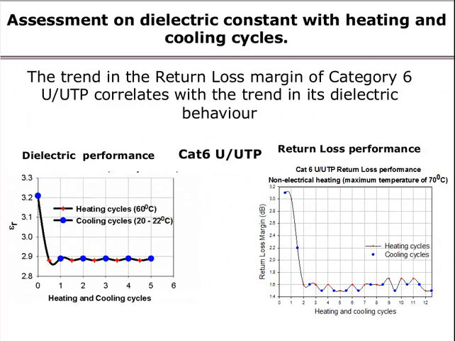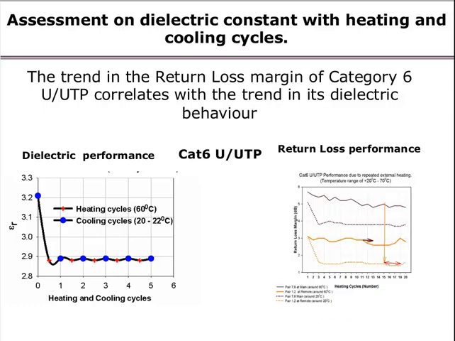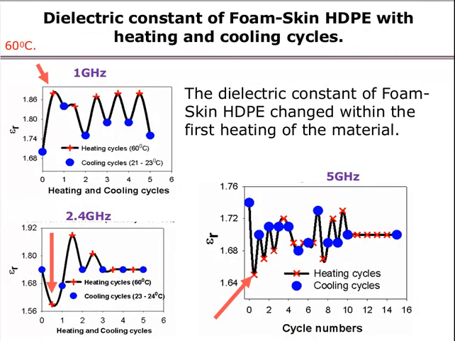We also observed correlation between the trend in the return loss margin of Category 6 UTP and its dielectric behavior. This is also shown in the return loss margin obtained from the orange pair and the brown pair in the Category 6 cable. The dielectric constant of the Foamed-Skin high-density polyethylene was assessed at 60 degrees C with thermocycling across the three frequencies. As can be seen in these three figures, the dielectric constant of the Foamed-Skin high-density polyethylene changed within the first heating of the material across the three frequencies.